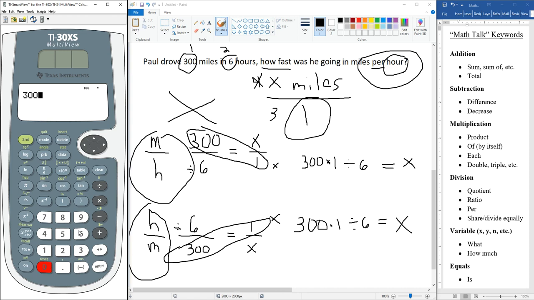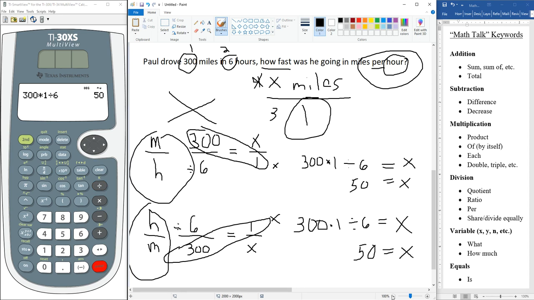So we do 300 times 1, which is just going to be 300, and then we're going to divide that by 6, which is going to leave us with 50. Okay, and our calculator confirms that. So 50 equals x, 50 equals x.